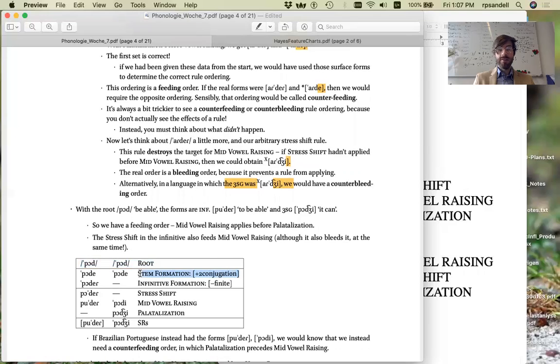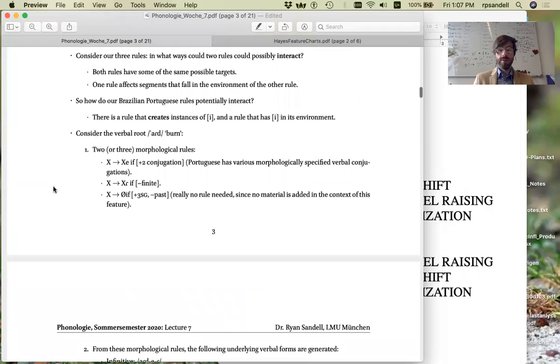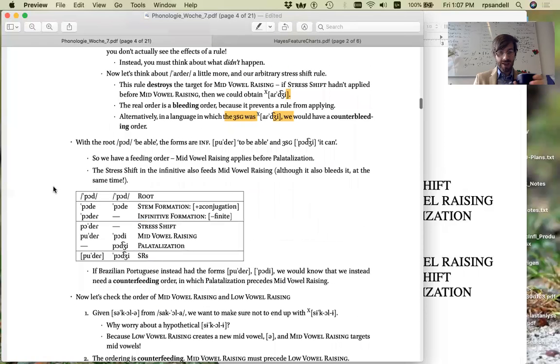Then the stems, which can be inflected, are built up by adding the suffix a. The infinitive is further built by adding a suffix ra. These were the morphological rules which were introduced at the bottom of the previous page. And then in the phonology, first the stress shift moves the stress to the final syllable of the infinitive.